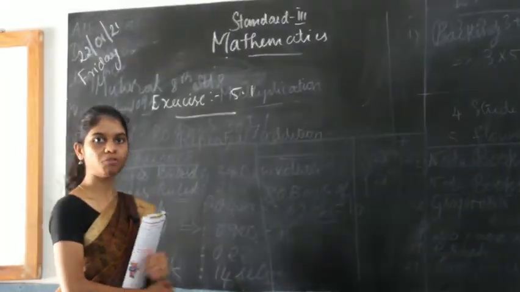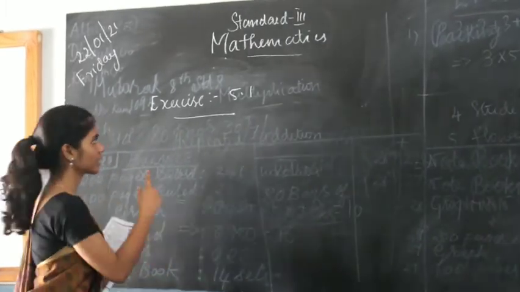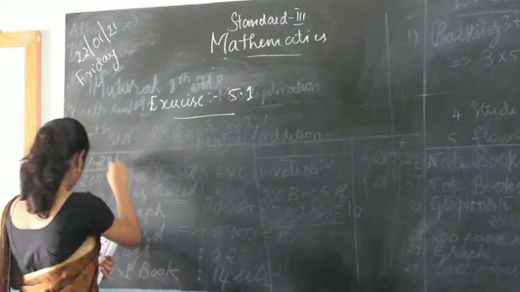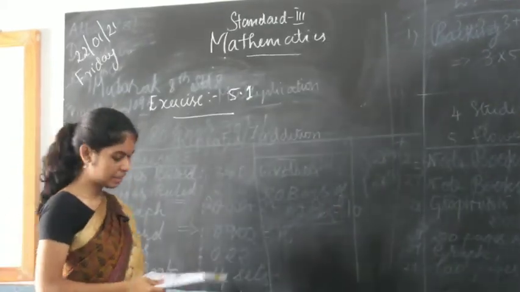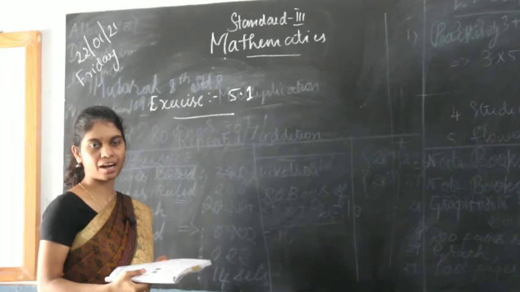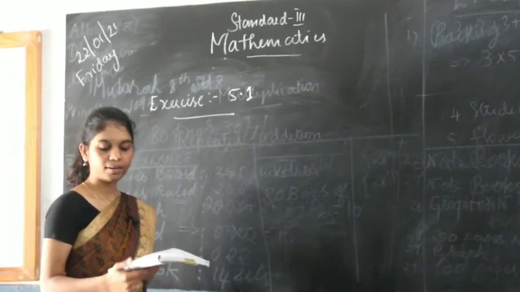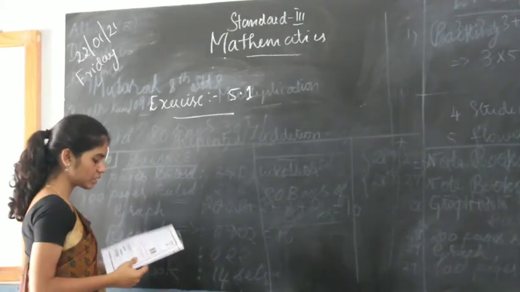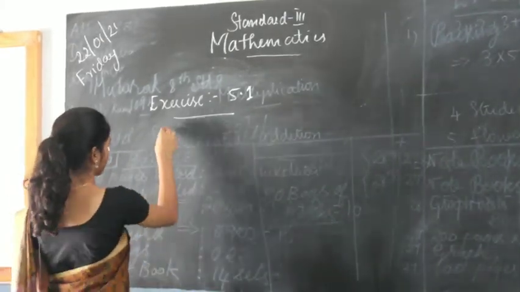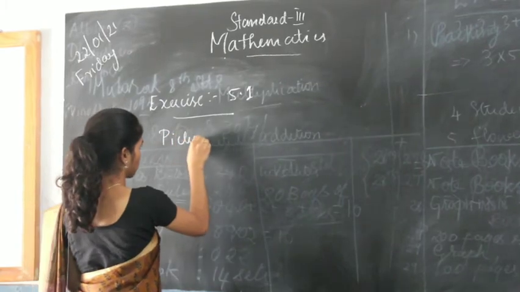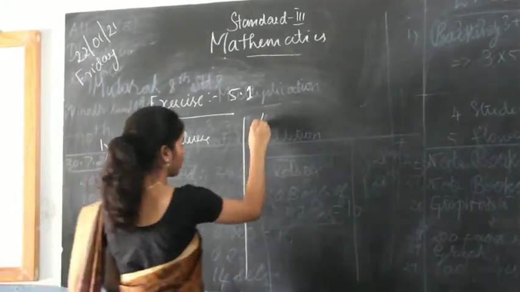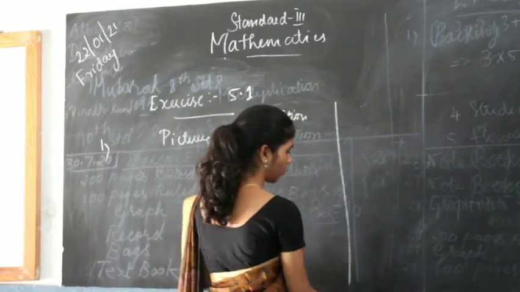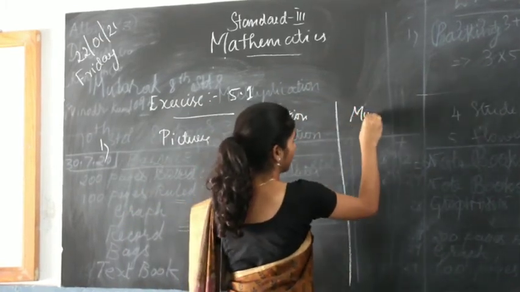Now we are going to solve some exercise problems. Okay, so exercise 5.1. First one, they have grouped some of the things and you have to add them and tell. Okay, in the form of addition and multiplication. First, they have given you pictures, and then addition in the form of addition, in the form of multiplication.